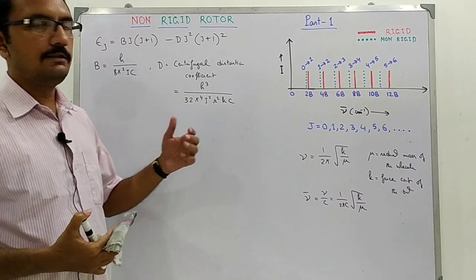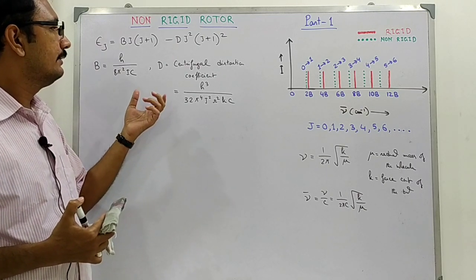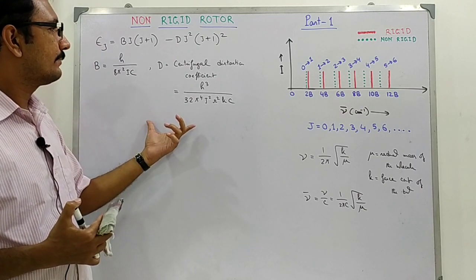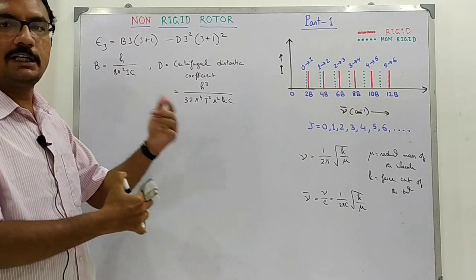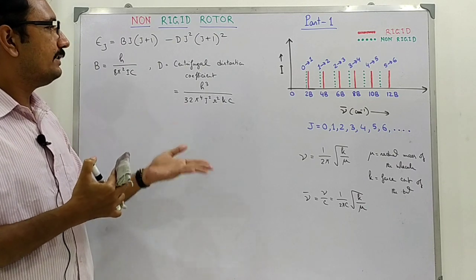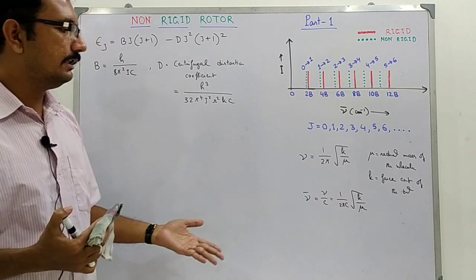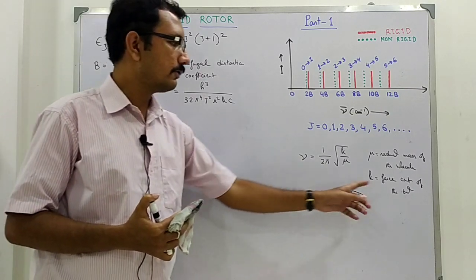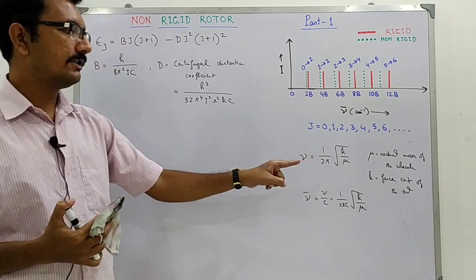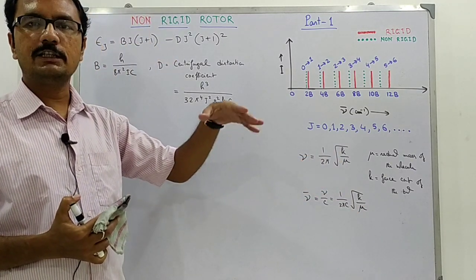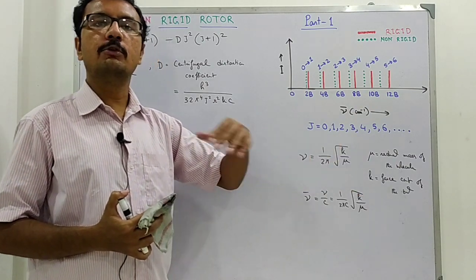Now, as I have said a few minutes ago, the bond is elastic, and as the molecule rotates quickly, more will be the distortion, and the distortion will obviously be guided by the force constant of that bond. So, more the value of the force constant, less will be the distortion, and less the value of the force constant, more will be the distortion.